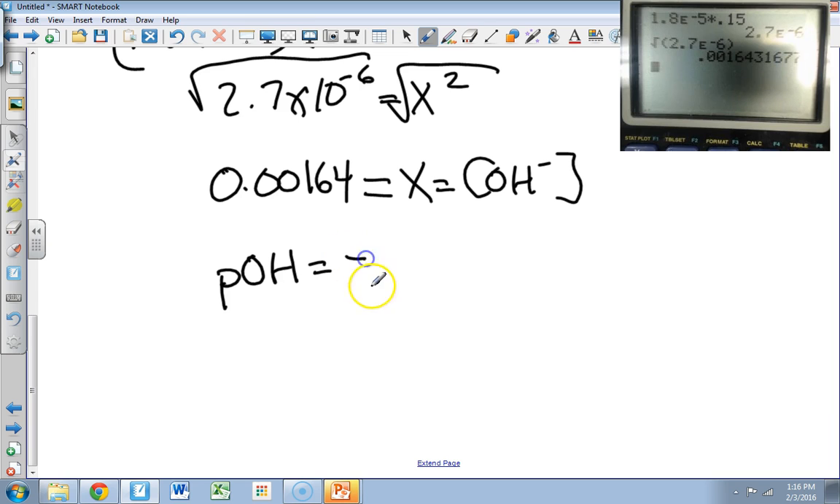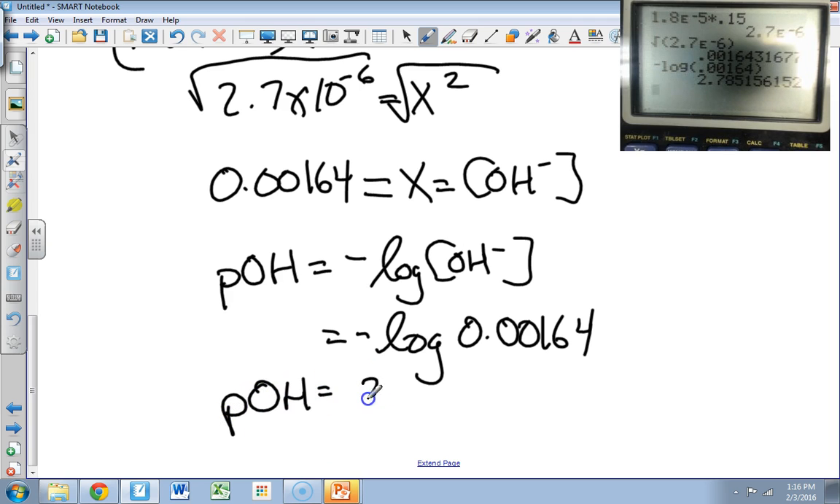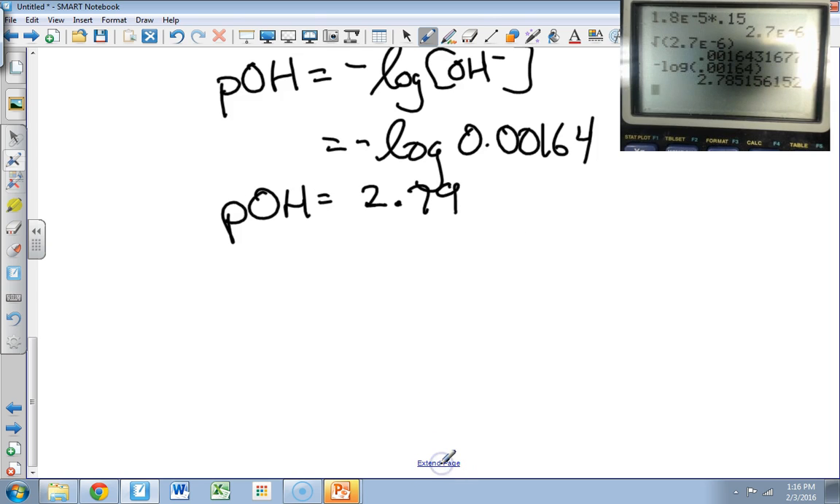So pOH equals the negative log of the concentration of hydroxide ion. And so this is the negative log of 0.00164, and that equals the pOH. So we're going to do negative log of 0.00164, and we get that the pOH equals 2.79. Okay, round up.